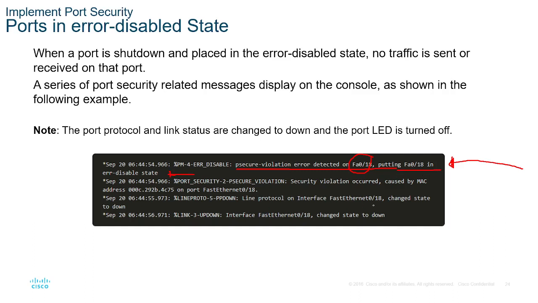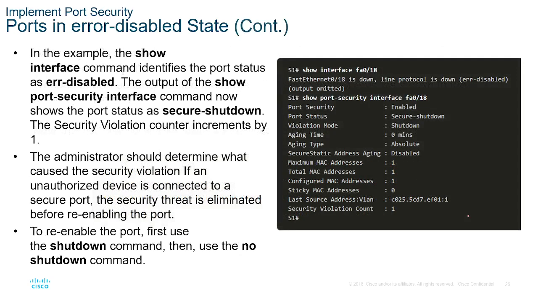Ayan. Then makikita din natin dito: line protocol on interface FastEthernet 0/18 changed state to down. So, sinut down niya. Okay. So, that's the sample of the error logs na nakikita natin sa console.